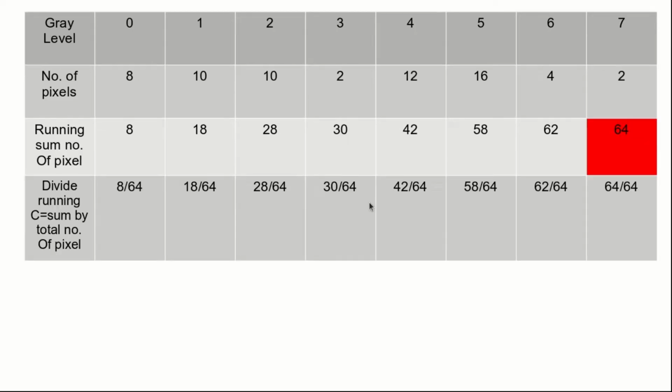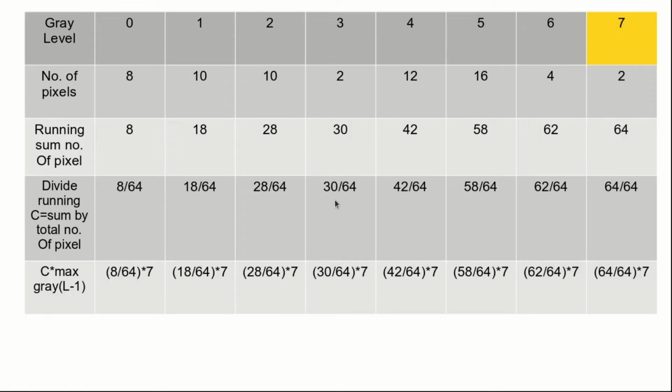The fourth row is about dividing: running C is equal to the sum divided by the total number of pixels. So you just divide by 64, that is from the third row. We divide 8 by 64, 18 by 64, and so on up till 64 divided by 64. We are dividing by 64 because the last cell of the third row is 64. If it was 50, you would have divided 8 by 50, 18 by 50, and so on. Now it is 64, so we take 8 by 64, 18 by 64, and so on.